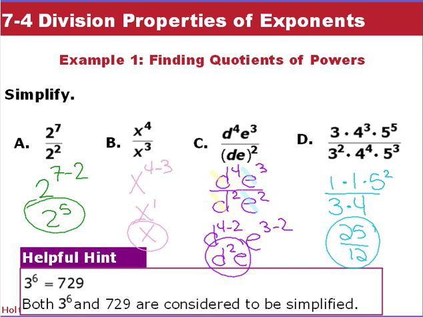You can also, for d, if you're thinking about it, we could do 3 to the 1 minus 2 times 4 to the 3 minus 4 times 5 to the 5 minus 3, which gives us 3 to the negative 1 times 4 to the negative 1 times 5 squared. And then we go from here to that step. So either way, it's the same thing. You're subtracting the exponents.